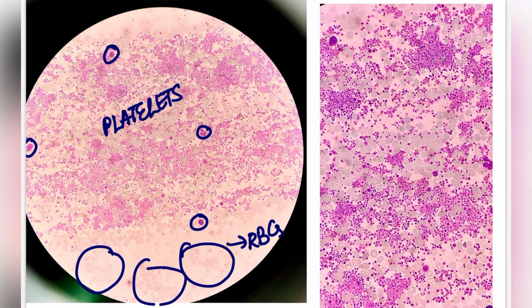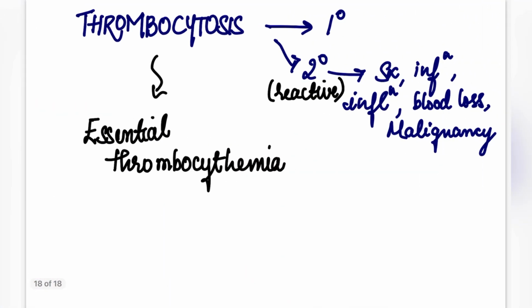And here also, this is the same high power view of the slide. All of these are platelets, and these are a few large forms of the platelets, but everything else is platelets. So this condition where you see platelets more than 5 lakhs is usually known as thrombocytosis.